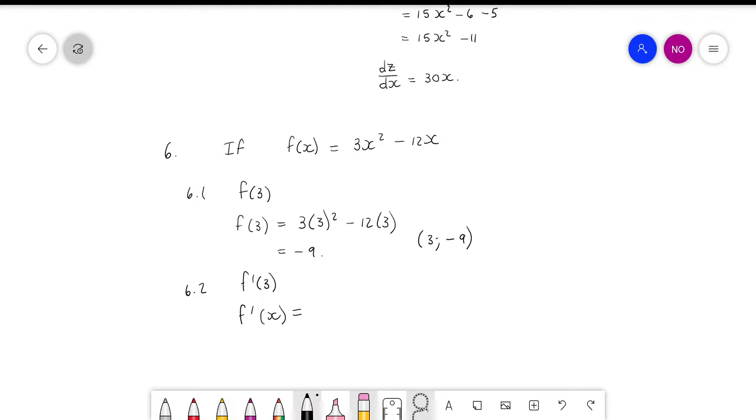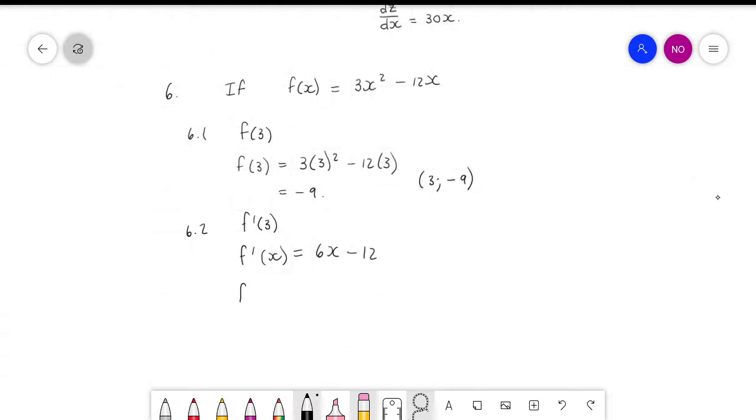What's the derivative of 3x squared minus 12x? It's going to be 6x minus 12. Okay, do you all agree with that? That's the derivative of this function. So now the only thing they want you to do is this.